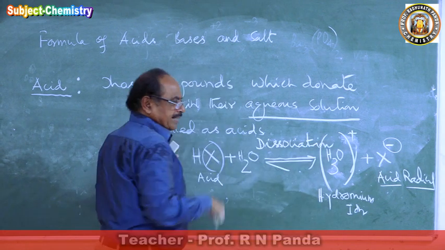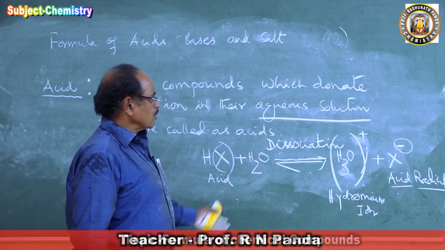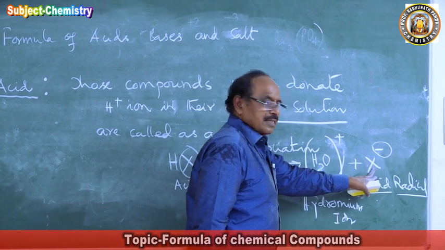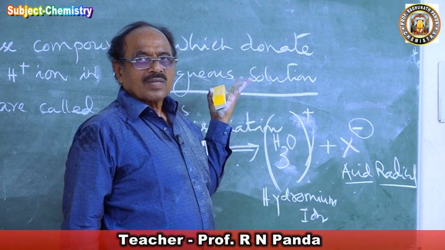We take food and eat. The process is called digestion of the food. Digestion of the food is like dissociation. Then in the reverse direction, acid radicals will combine with H plus to produce the acid. How is the acid formed?